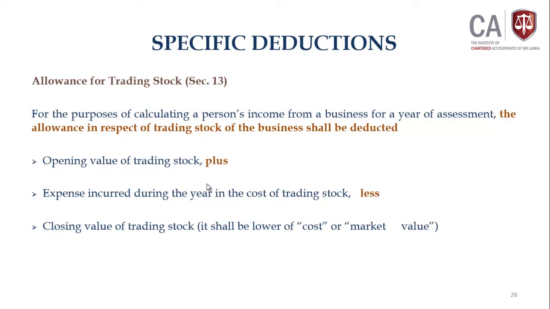So, what do you mean by trading stock? We discussed under section 6 that any consideration received in respect of trading stock should be included in calculating the business income. The revenue you take into the calculation, the corresponding expenses you can claim under section 13. So, what do you mean by trading stock? It is a composite of finished goods, work in progress, raw materials and other consumables.